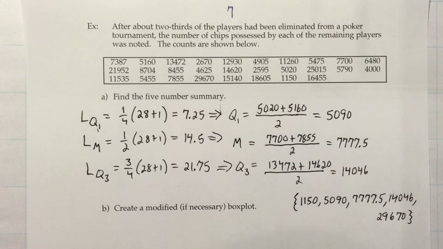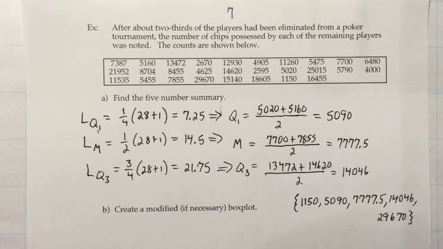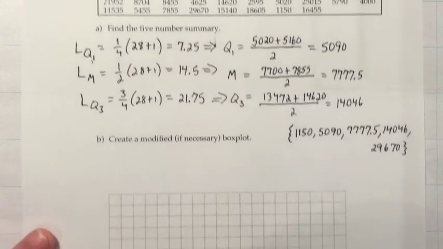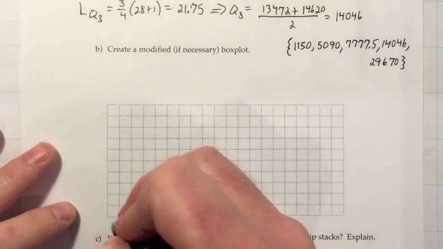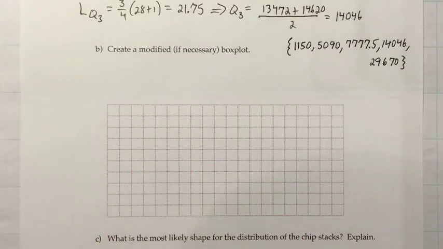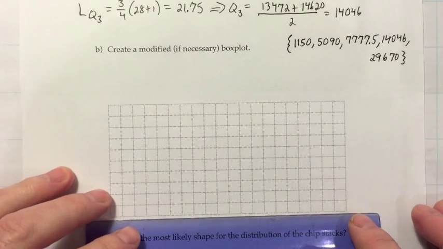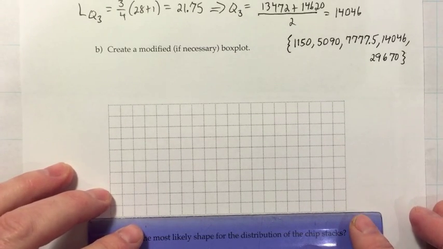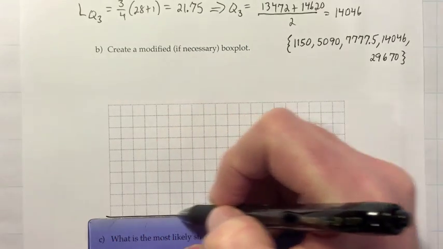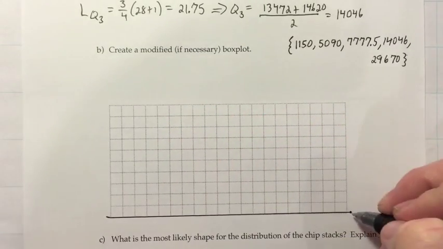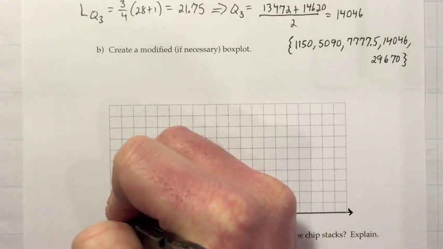Now we want to do a modified box plot to check to see what the spread of these data values looks like. So we're going to start out by doing a scale. We only have a horizontal axis on a box plot. Let me just go ahead and bring in the straight edge here to do a little bit of a nicer line. And then we'd want to think about how we are going to number that.